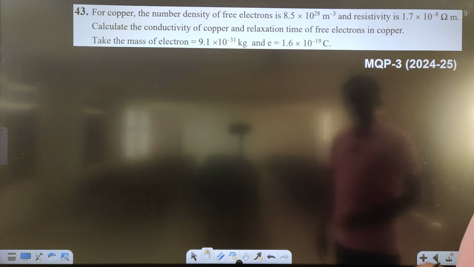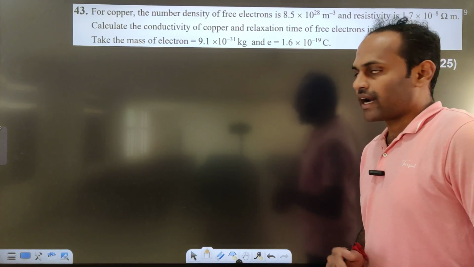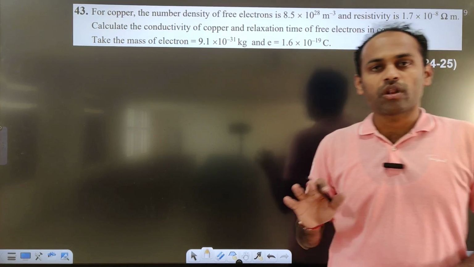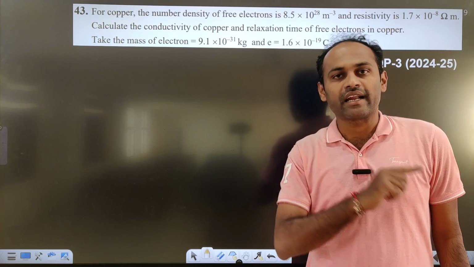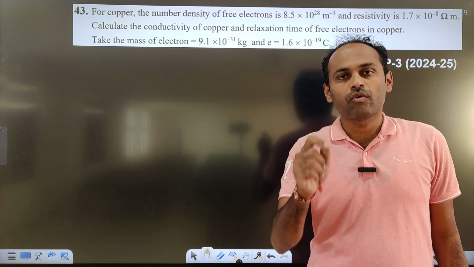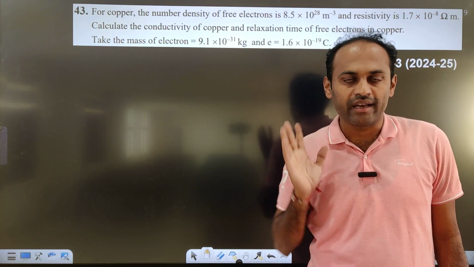We'll go for the second question now. Second question is on current electricity. See, in all three model papers, second numerical is on current electricity only. So you are going to get a 5 mark numerical from current electricity, right?